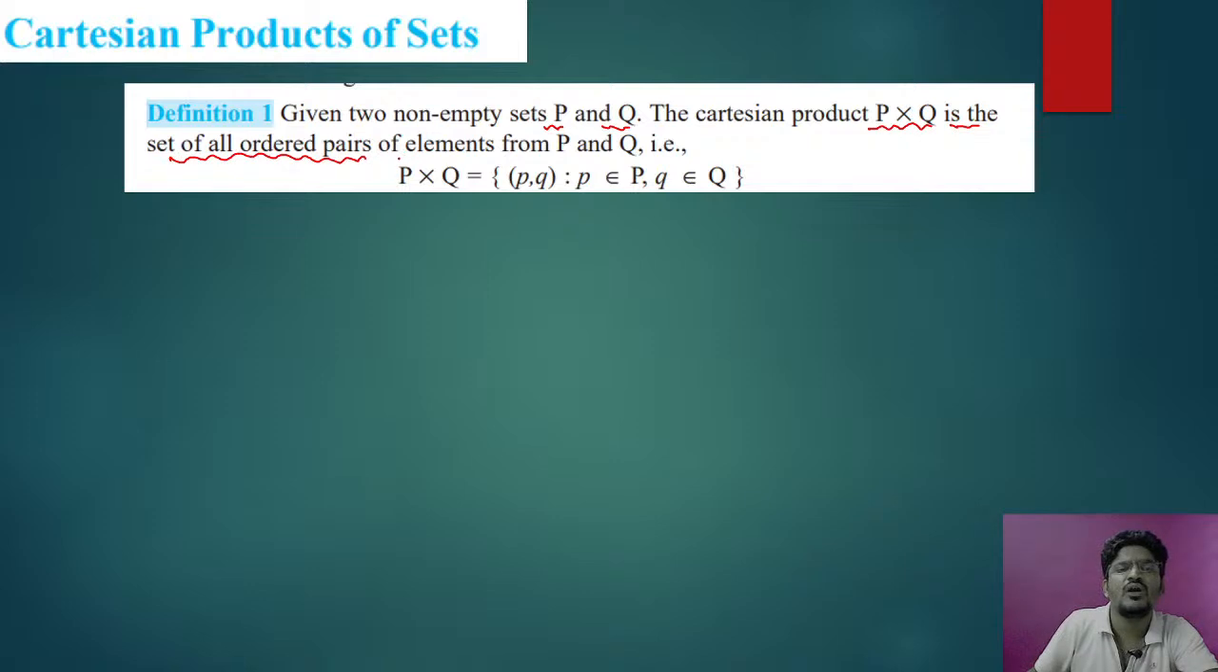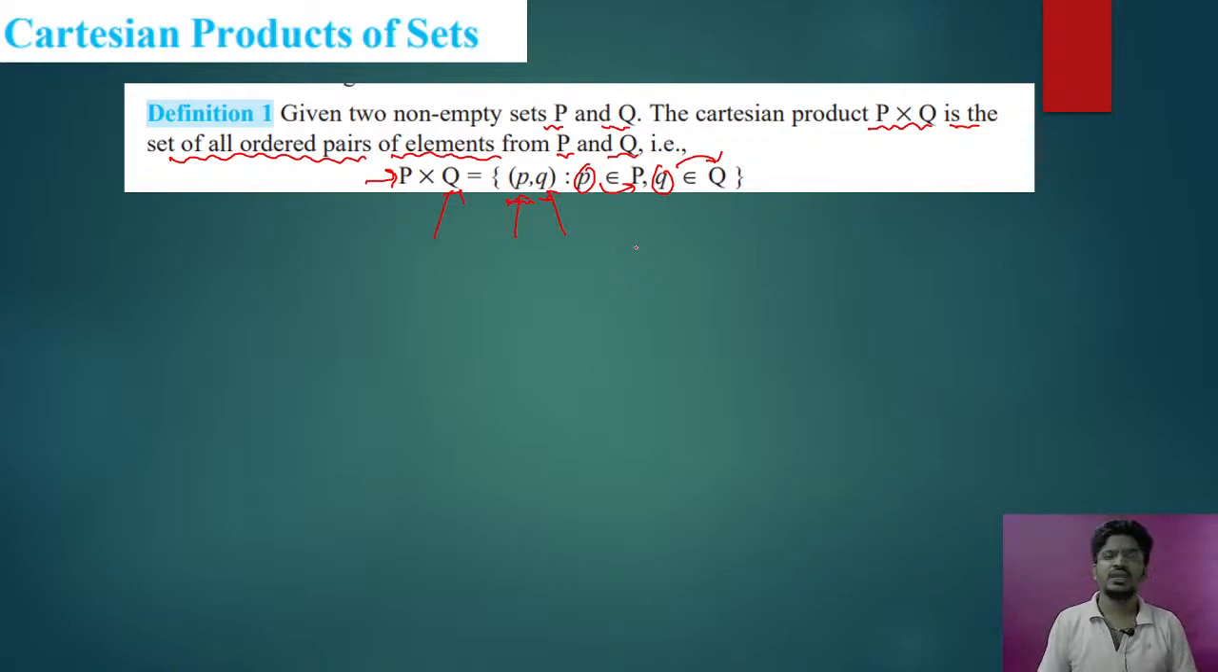The set of all ordered pairs of elements p and q. So that is what we have written in the form of x comma y. They are written in the form of p comma q, so small p belongs to capital P, and the second element q belongs to capital Q. Previously we have written it as x comma y. So in the definition they have taken it as p comma q, small p and small q. So here small p belongs to capital P, small q belongs to capital Q. This is called your Cartesian product.